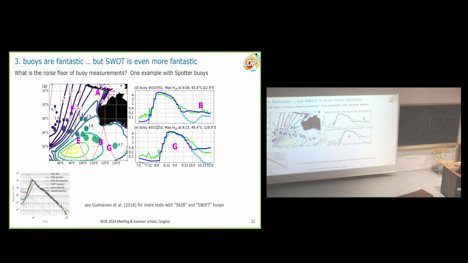Now, we're trying to do similar stuff now with SWOT data and Spotter buoys. I have a poster about that event out there. So there was a big storm I talked a bit about on Monday in June last year. So that was the peak of the storm, and we have buoys in all these circles there.